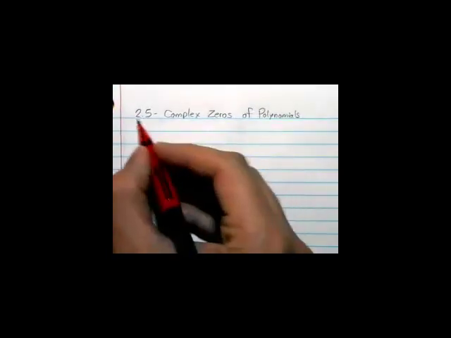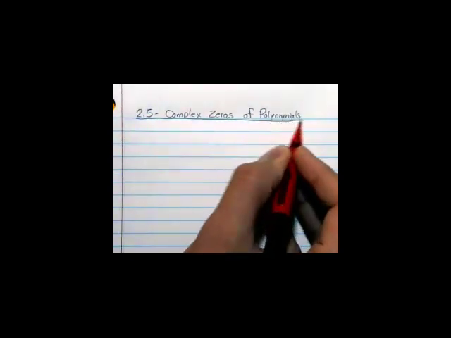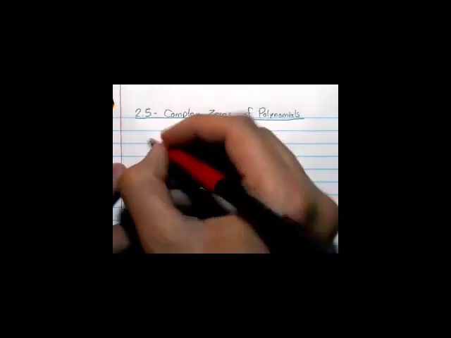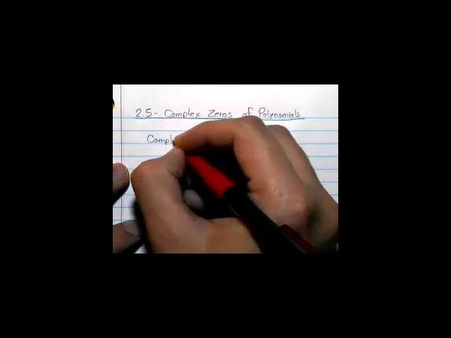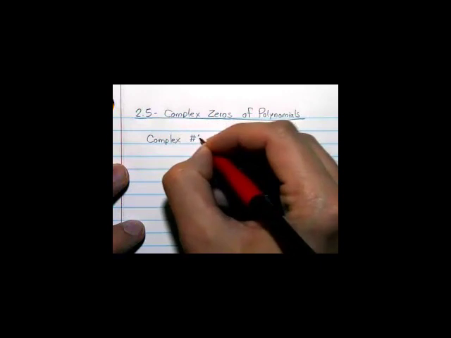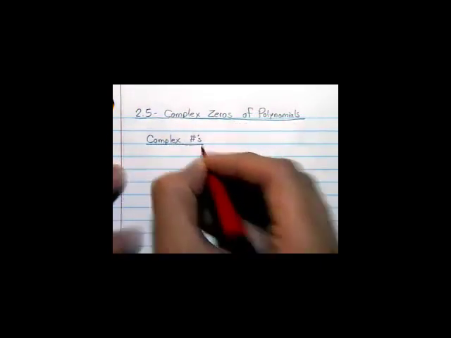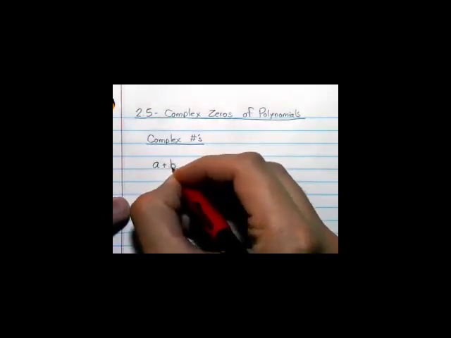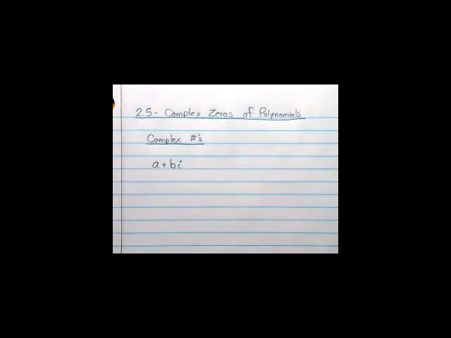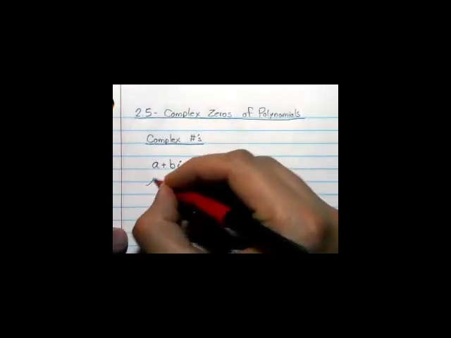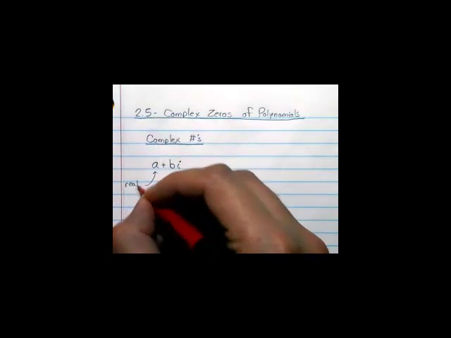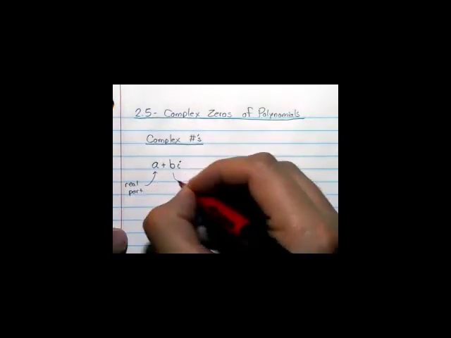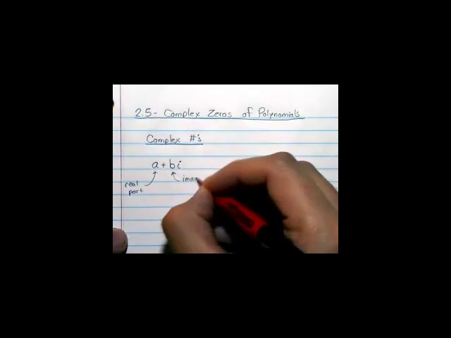All right, so complex zeros of polynomials. Let's start with this whole complex number thing. Make sure we're still good with those. All right, so as you've seen before, complex numbers are numbers that come in two pieces. They have a real part and an imaginary part. And they're written like this: a plus bi. And the a is the real part, and the i is the imaginary part.